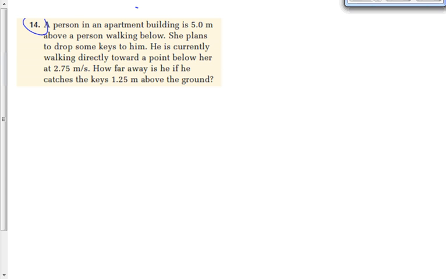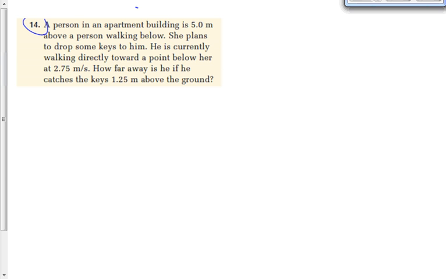Yeah, I don't know about you guys, but when I read that question for the first time, I think, well, I don't even know where to start on this. Okay, in the end, what you got to recognize here is that there's really two things happening: the falling of the keys, and the person walking forward. Those two events are completely independent of each other. They don't have any bearing on each other whatsoever. Does that make sense?